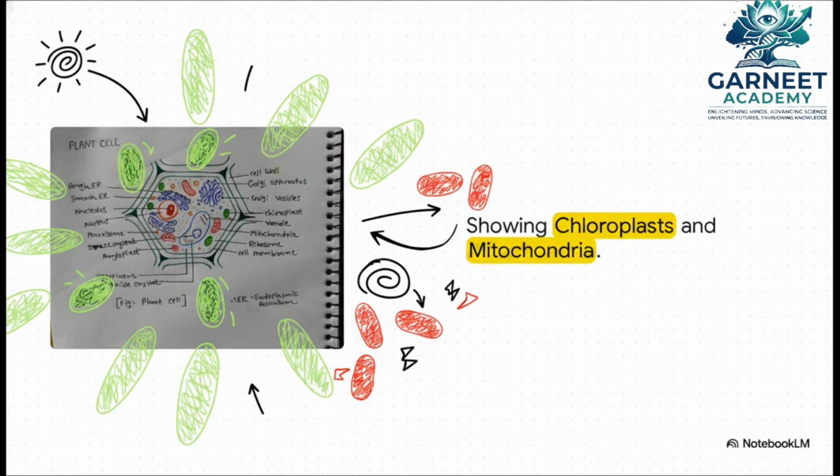But right alongside them, you'll see these red pill-like structures with folded inner lines labeled mitochondria. The mitochondria take that food and convert it into usable energy that the cell can actually spend to perform its daily tasks. It's a brilliant dual generator system.